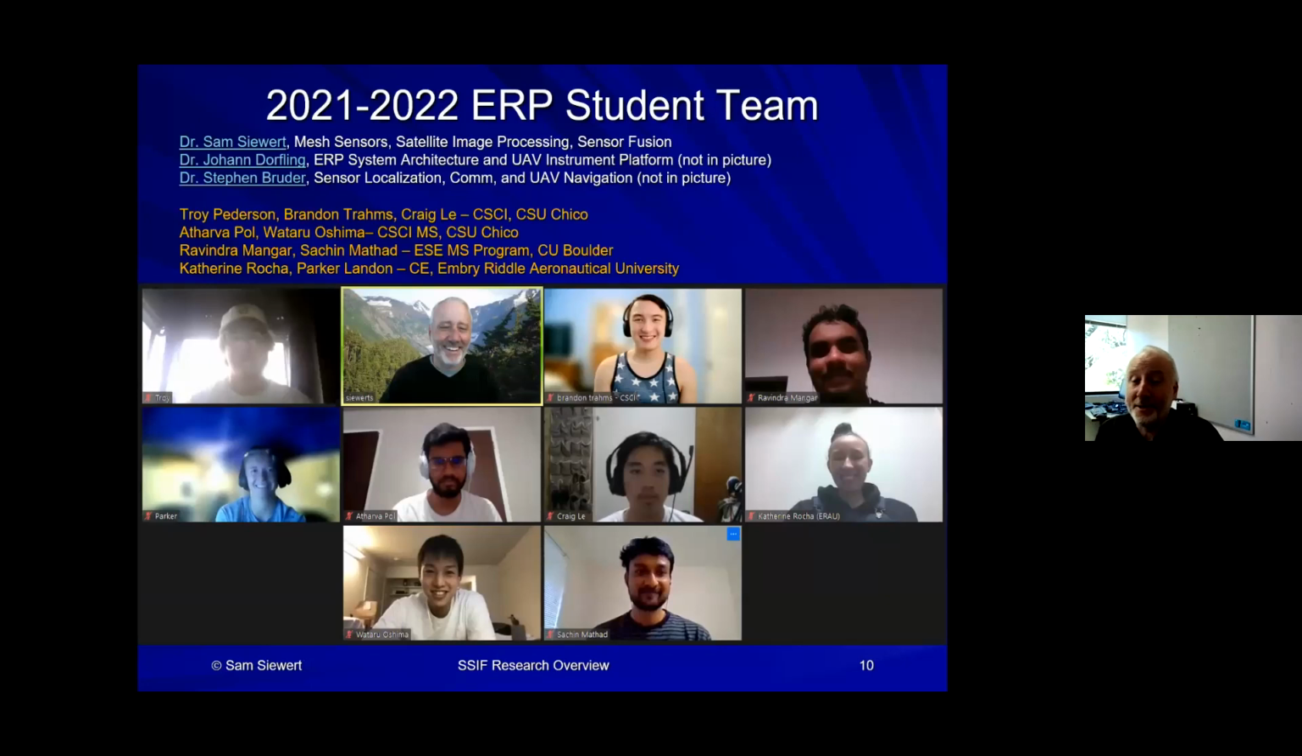So here's the current student team as of a couple weeks ago. Embry-Riddle, CU Boulder, and CSU undergrad and graduate students are involved. This isn't everyone. There's more people. This is just who was on Zoom that night. It's always hard to get everyone there for a group picture. But we are an open research group, so we'd love to have participation from any CSU student or faculty member. And hopefully I've done a decent job of describing what we're pursuing.